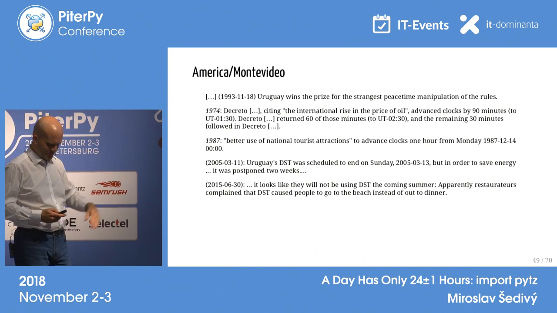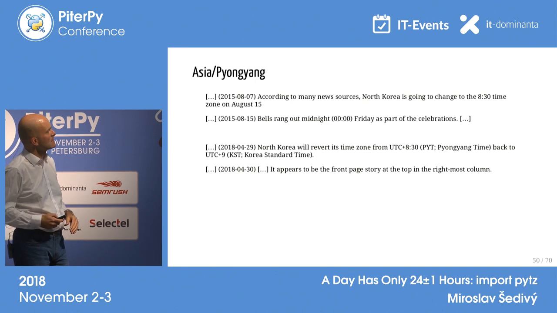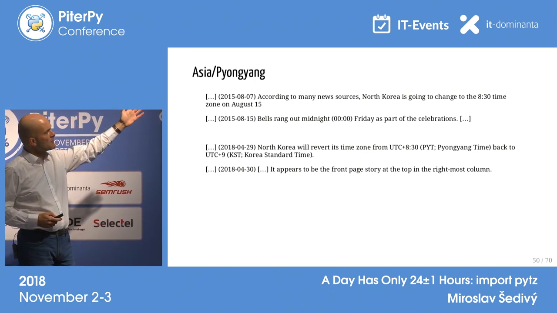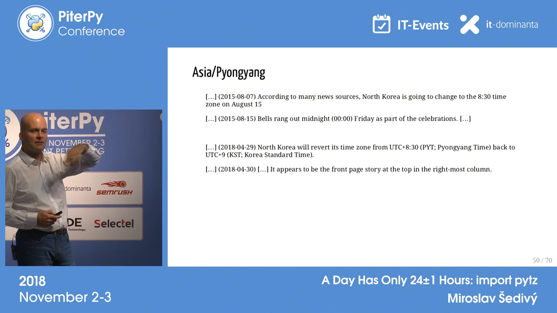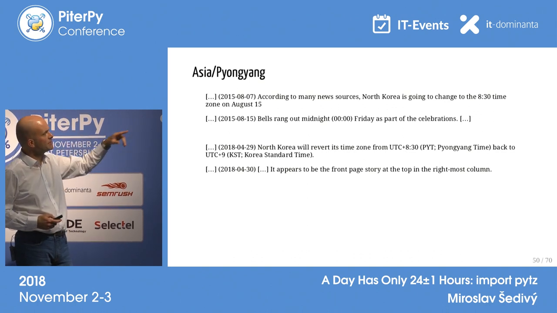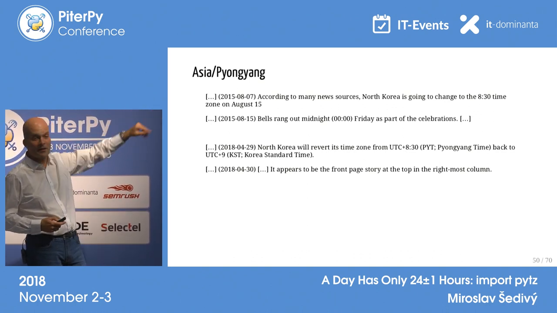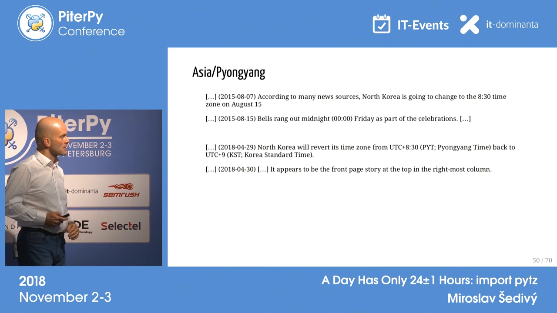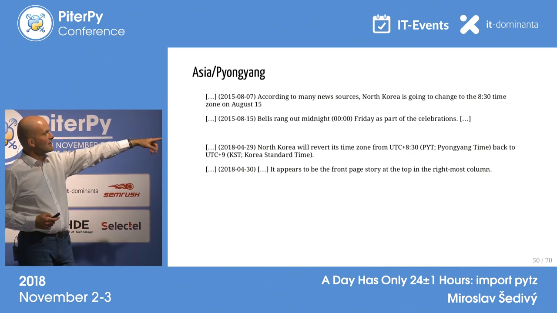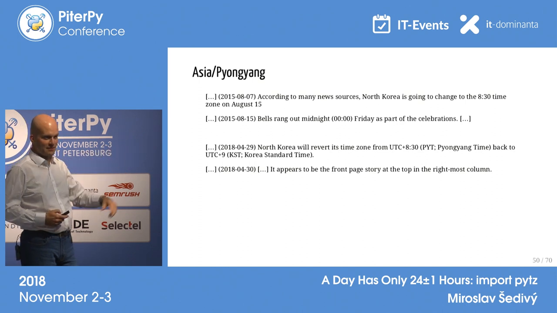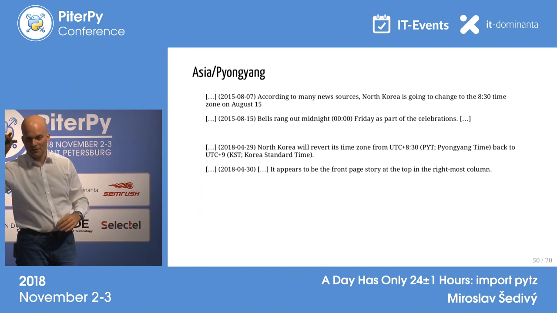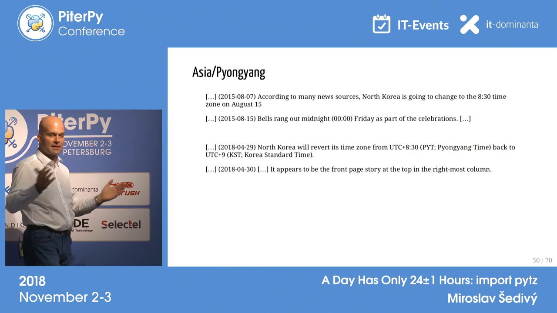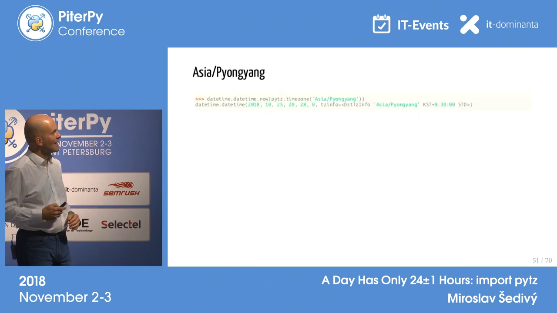Pyongyang, North Korea, 2015, they moved from 9 hours ahead to 8 hours 30. Again, it was even 1 week ahead. And now in May, they moved back. Again, 5 or 6 days of notice. It appears to be the front page story at the top of the rightmost column. There is a link, a PDF file in Korean, and there is somewhere a text that explains that they are going to move their time zone.